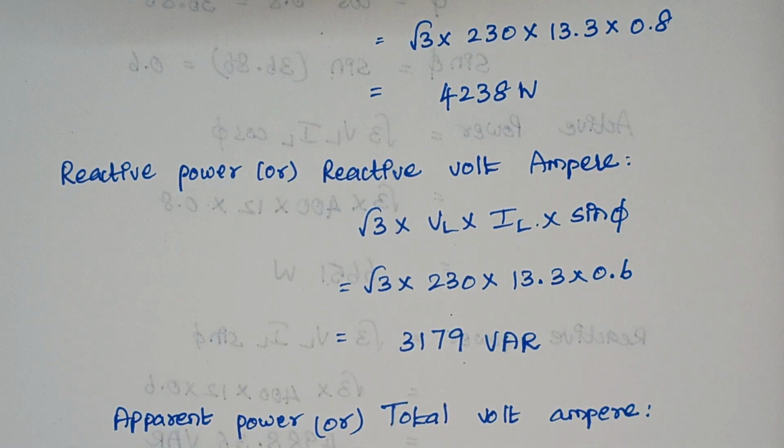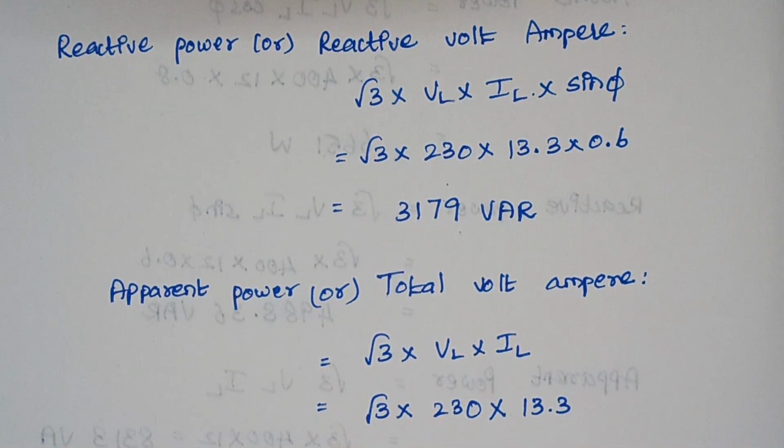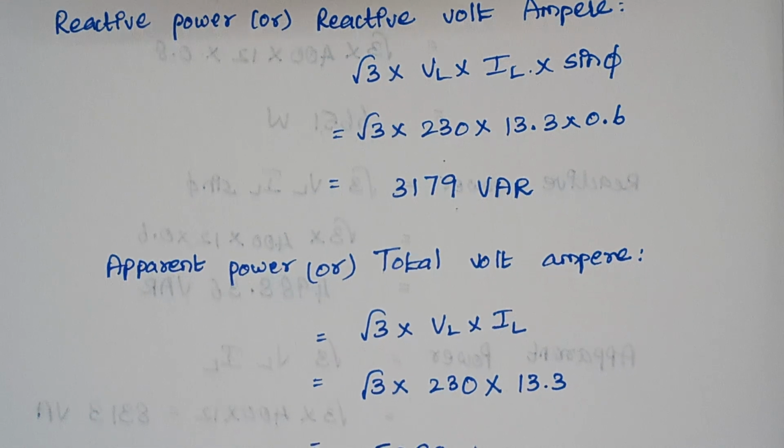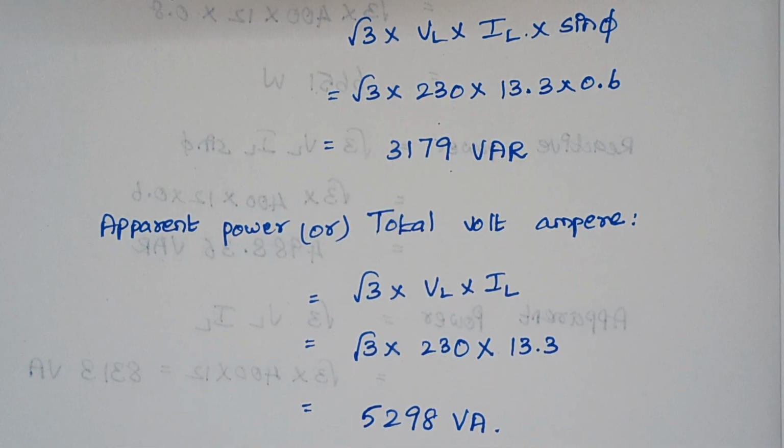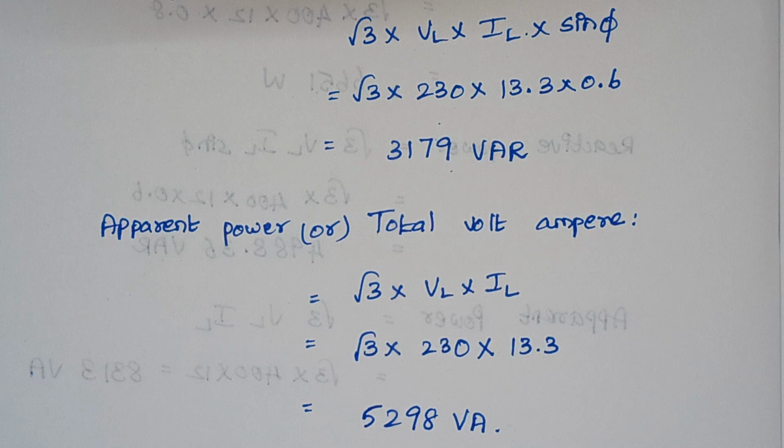And finally the value of apparent power, or it may be asked as total volt ampere, because the unit is volt ampere. Therefore root 3 into VL IL. We know the value of VL and IL, so just substitute the values and the final answer is 5298 volt ampere.